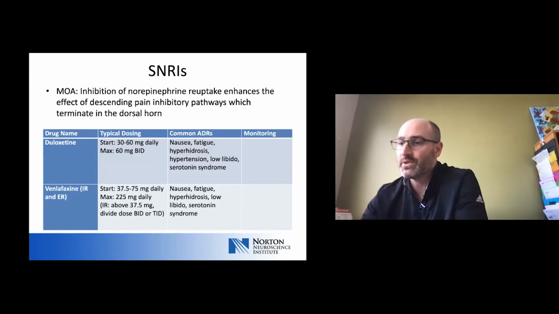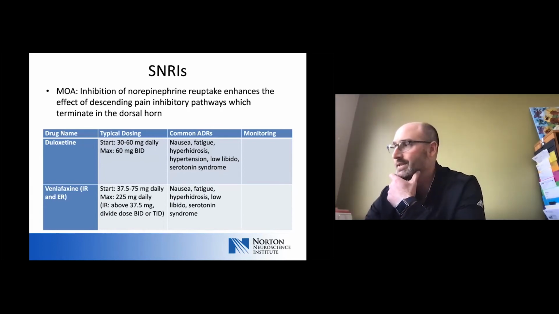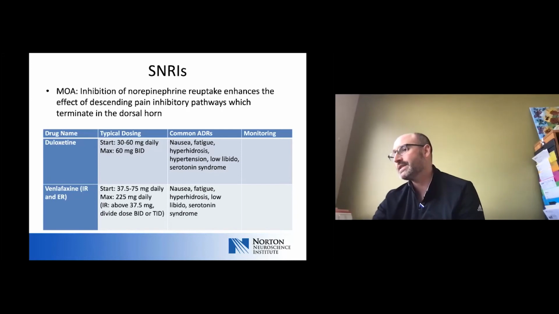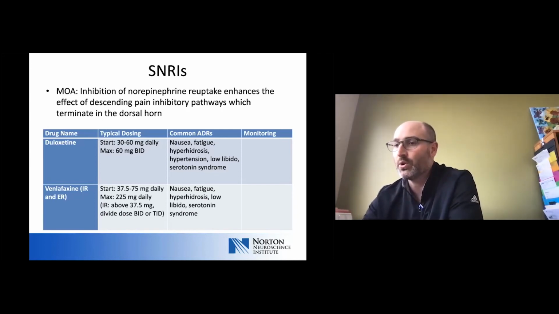In terms of dosing, for duloxetine, I would generally start at 30 to 60 milligrams daily. Generally 60 milligrams per day is going to be sufficient, though you can increase that up to 60 milligrams twice daily. And then for venlafaxine, the starting dose would be 37.5 to 75 milligrams per day. And then I titrate that up to a total of 225 milligrams per day. With the IR formulation, I would generally split into twice daily or 3 times daily dosing if there was a dose above 37.5 milligrams per day.